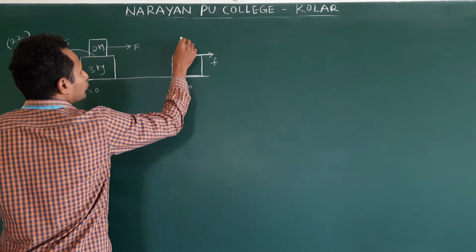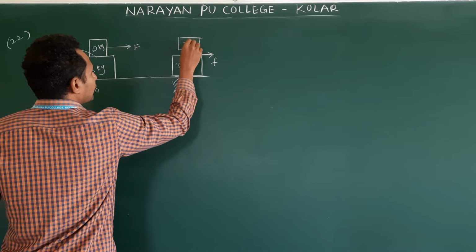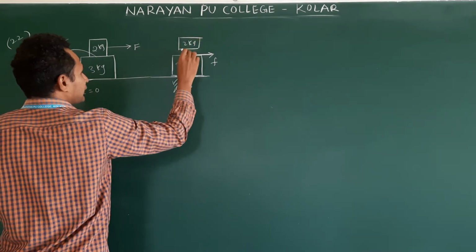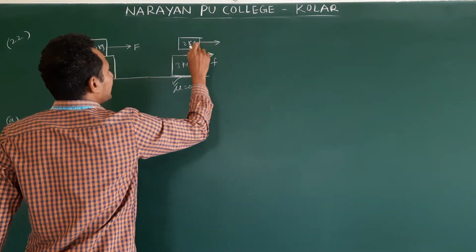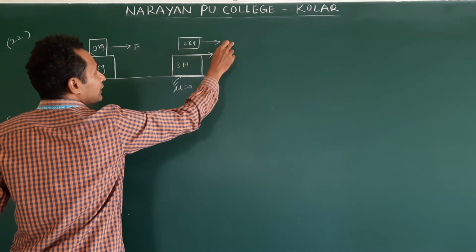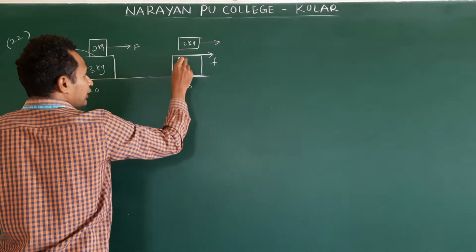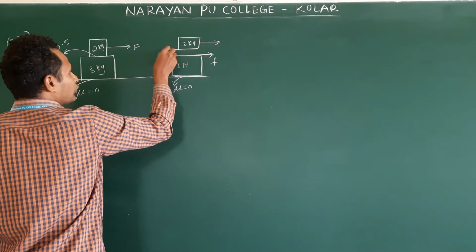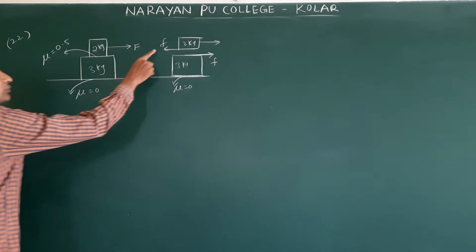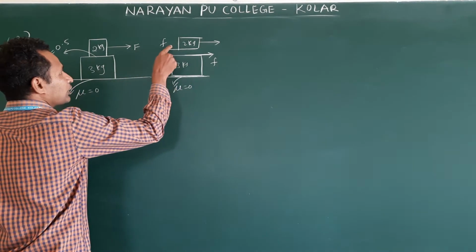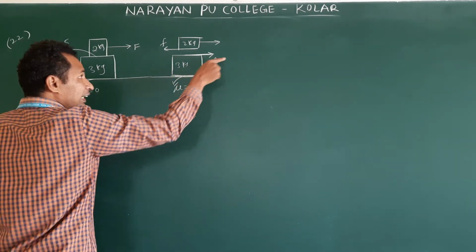Clear? Now, this is smooth. Take the above object, this is 2 kg. Simply, there is a contact, but to understand the forces, I am writing. What is the tendency of this? This is moving in this direction. So on this, these are in contact, so friction force acts in this direction. Clear? Friction on 2 kg is opposite to its motion, but friction on 3 kg is in the direction of the motion.